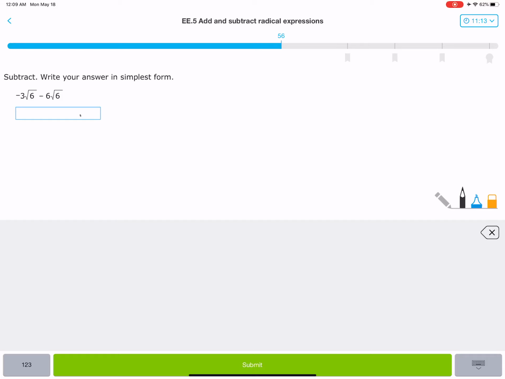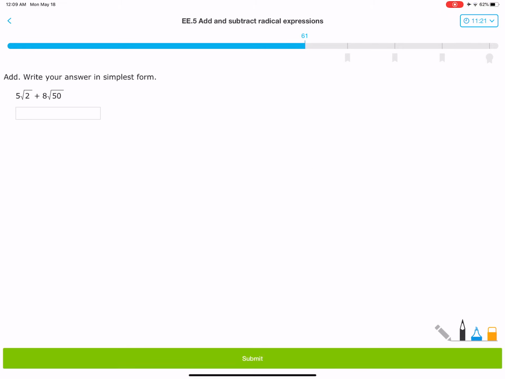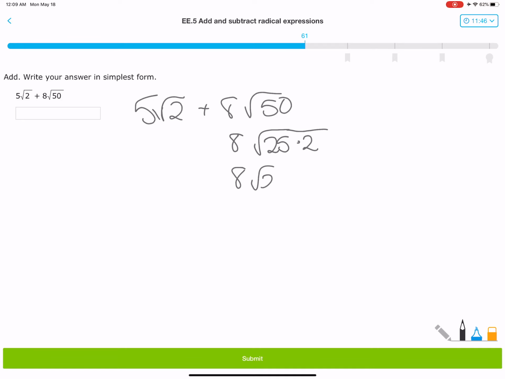Negative 3 minus 6 is negative 9 square root of 6. And we have 5 square root of 2 plus 8 square root of 50. So somehow we want to make this square root of 2. 50 divided by 2 is 25. So we have 8 square root of 25 times 2. Rewrite that as 8 square root of 25 times square root of 2.